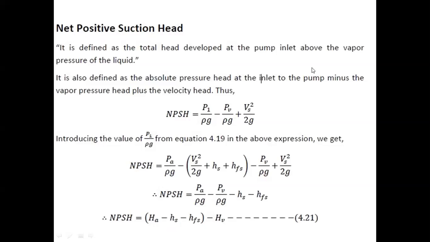After that, NPSH, net positive suction head, is defined as the total head developed at the pump inlet above the vapor pressure of the liquid. So NPSH is calculated by Ha minus Hs minus Hfs minus Hv.